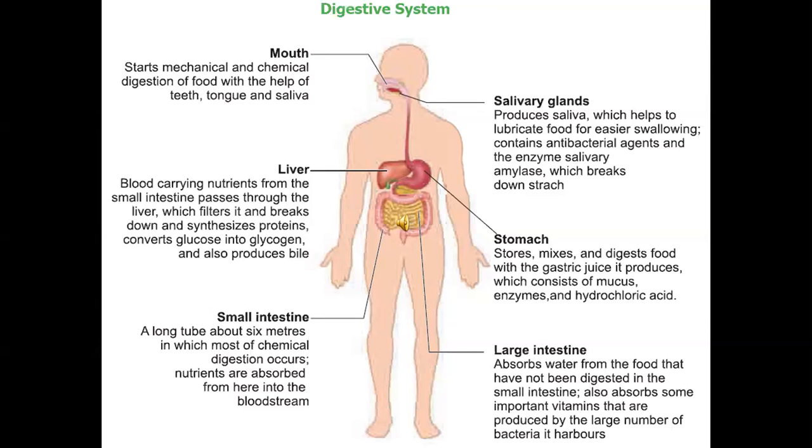saliva which helps to lubricate food for easier swallowing. The stomach stores, mixes and digests food with the gastric juices it produces. The large intestine absorbs water from the food that has not been digested in the small intestine, and also absorbs some important vitamins that are produced by the large number of bacteria it harbors.